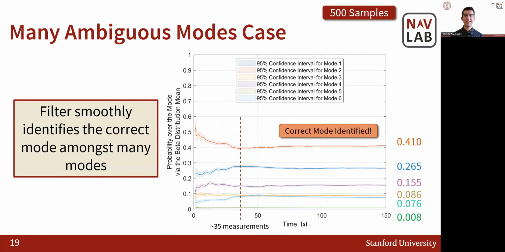So we identify that mode 2 is the correct mode, and we adjust the probability based off of our confidence using the pseudoranges available. And we find that this roughly settles in 35 measurements. And because the measurements are collected at 1 Hertz, this is roughly 35 seconds.